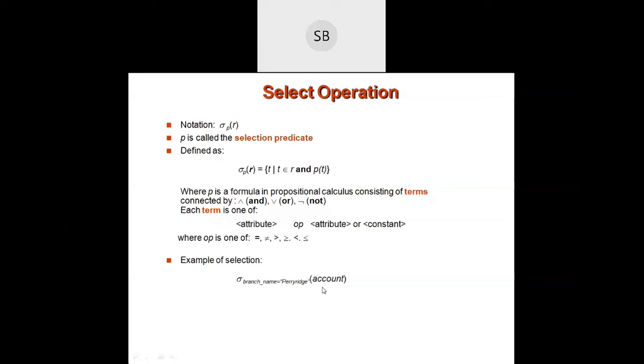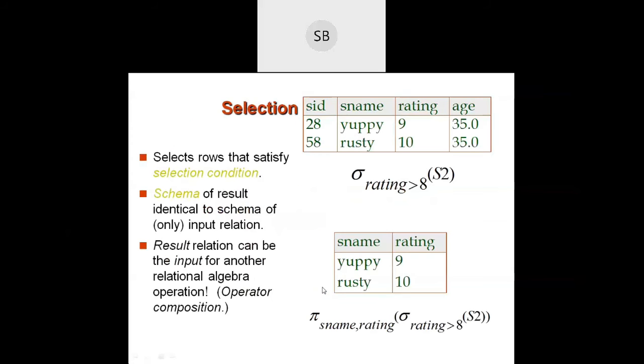You have to find the branch name equal to Perryridge from the account relation, so you have to display the rows for those records. So this is one example for the select operation.